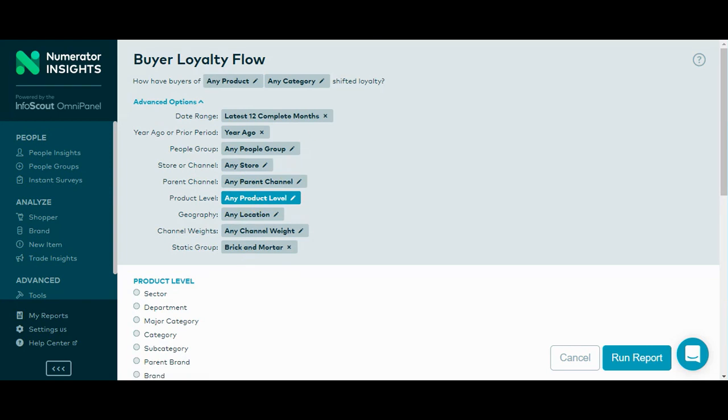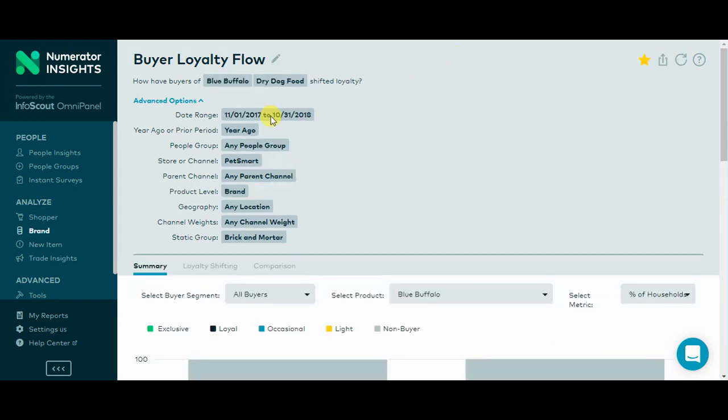So for this first report we're looking at Blue Buffalo dry dog food, and we want to understand how those buyers have shifted their loyalty. We're looking just over the past 12 months versus a year ago, specifically at PetSmart, and I've asked to get the brand level back for the product level. And we're looking at our brick and mortar static group.